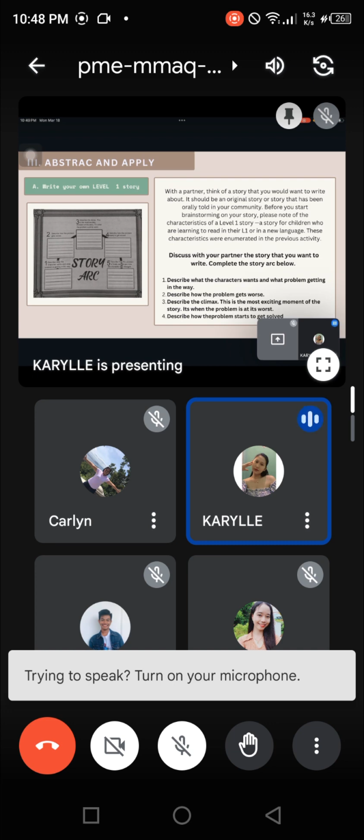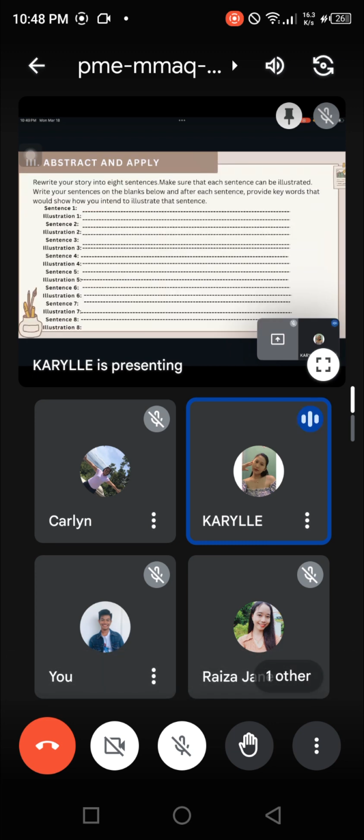So now that you are done with your story arc, your next task is to transform your story into a Level 1 story. It is suggested that a Level 1 story should not be longer than 8 sentences. So we need to make sure that each sentence could be illustrated.